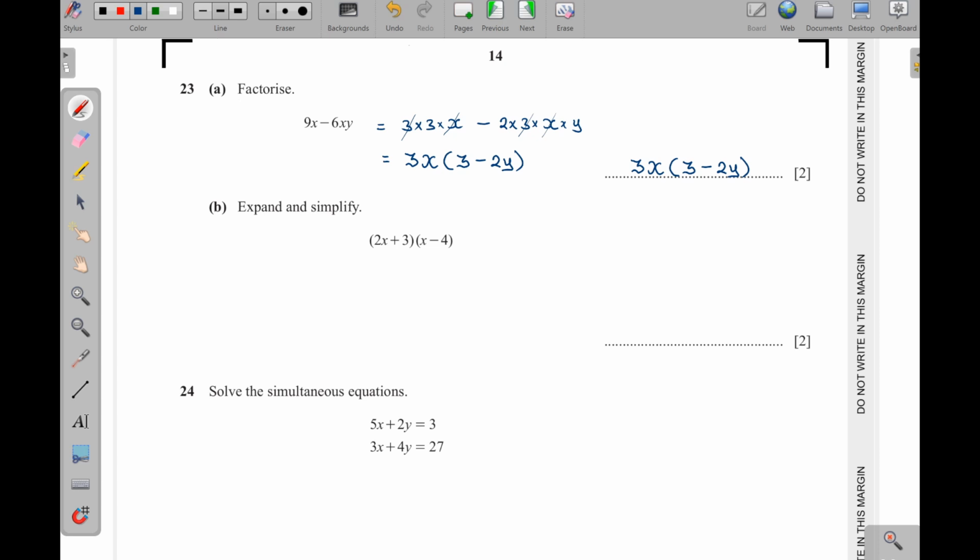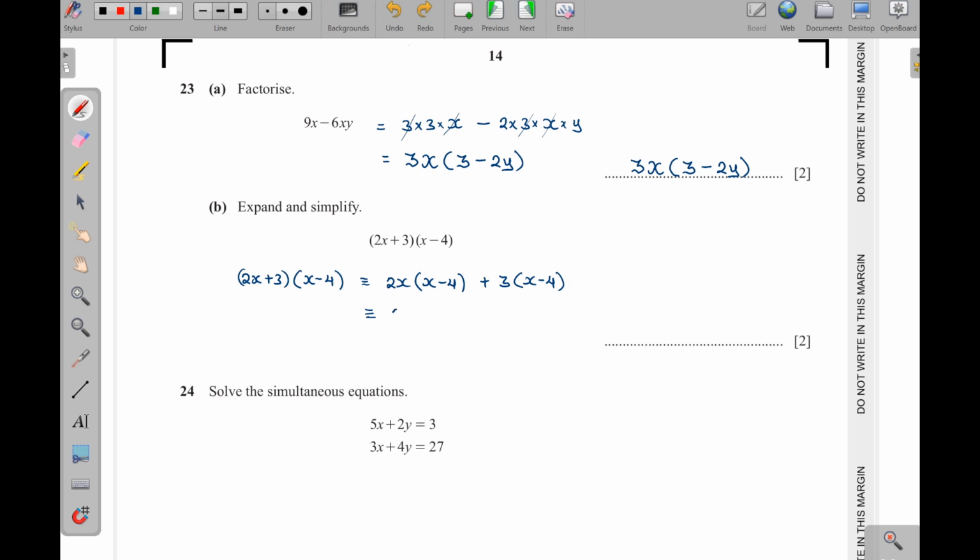Then next, expand and simplify. Whatever is in this first bracket must multiply with whatever is in the second bracket. So if you have 2x plus 3, then into x minus 4, then this 2x here must multiply with x minus 4, then also 3 has to multiply with x minus 4.